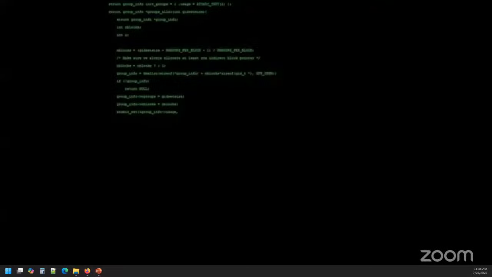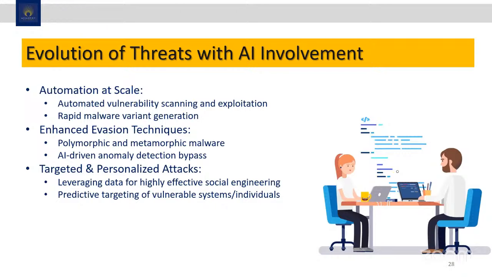AI actually casts a significant shadow, which enables adversaries to operate with unprecedented efficiency and stealth. When I say adversaries, I'm talking about attackers. Stealth means you won't even notice that they are there. One of the most profound impacts is the automation that is at scale. Imagine an attacker no longer needs to manually search for vulnerabilities or craft some unique malware. AI can now automate the vulnerability scanning across several networks, identify those weaknesses, and even generate exploits much faster than any human.